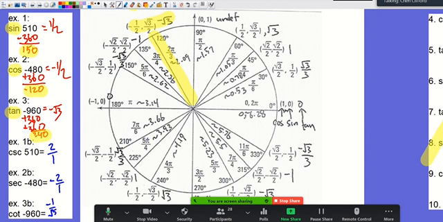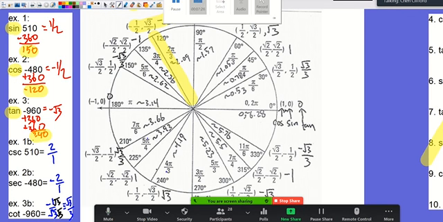But in this case, don't forget to simplify. And once you simplify, which means you multiply by root 3 over 3, you basically get negative root 3 over 3. So I want you guys to go ahead and do these problems that you see here. Let me stop the video.